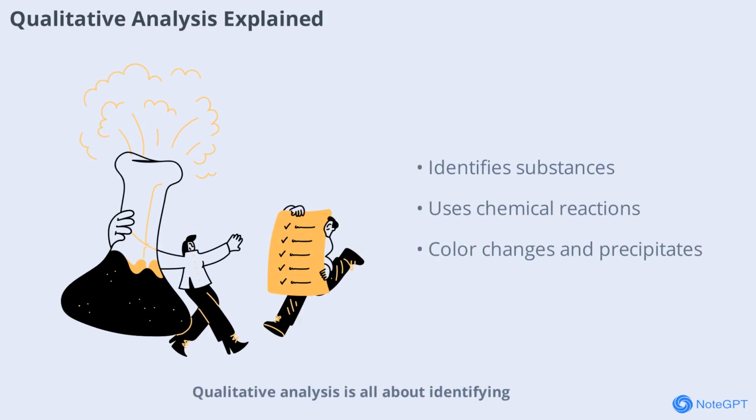Qualitative analysis is all about identifying what substances are present in a sample. Imagine you have a solution and you want to know if it contains iron, copper, or any other element. Through a series of chemical reactions, color changes, or precipitate formation, you can detect the presence of specific ions or compounds. This method doesn't tell you how much is present, just that it is there. In the laboratory, qualitative analysis often involves adding reagents and observing the results, which can be quite exciting and visually engaging.